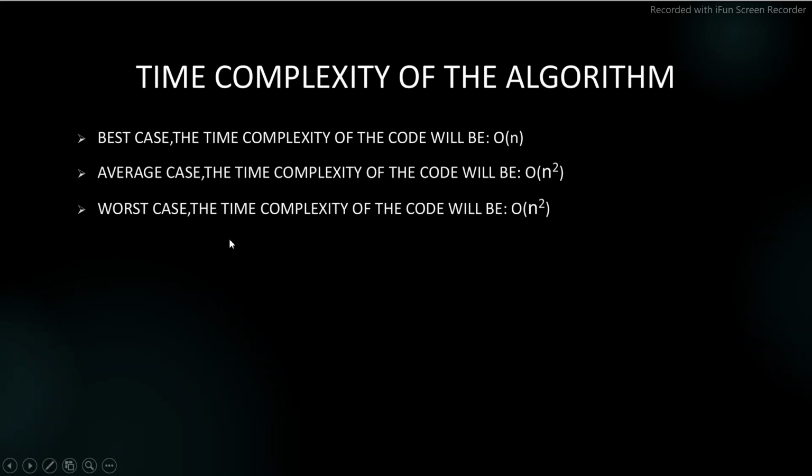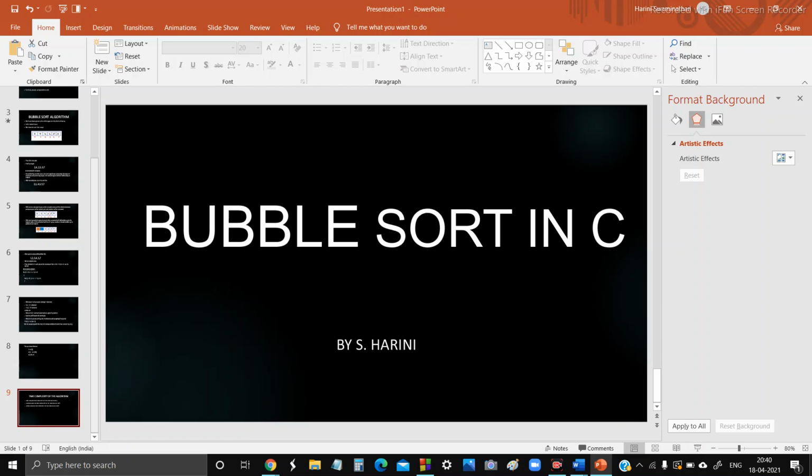In the average case, the time complexity of the code will be O of n square, and in the worst case, it is the same. The time complexity of the code will be O of n square. Now, let us move on to coding.